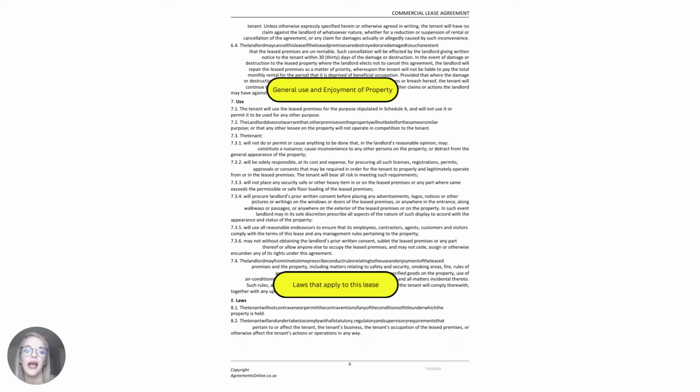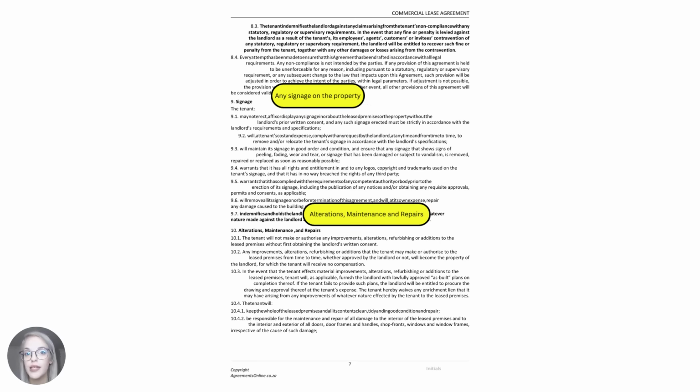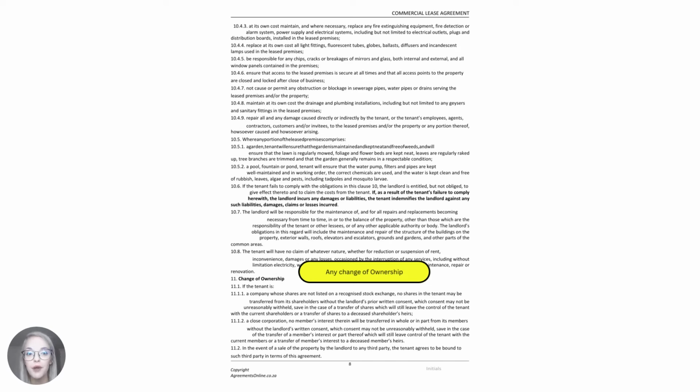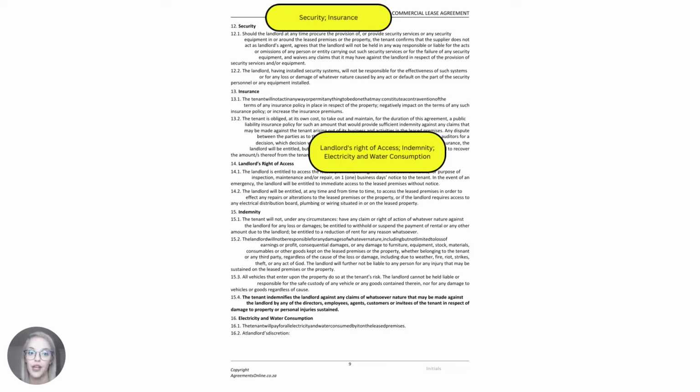We then move on to look at the general use and enjoyment of the property itself, as well as the laws that apply to this lease agreement, as well as also any signage and anything that the tenant may want to put up in the way of signage on the property during the lease agreement. The agreement further looks at alterations, maintenance, and repairs of the property and who is liable for that, as well as noting any change of ownership during the duration of lease.